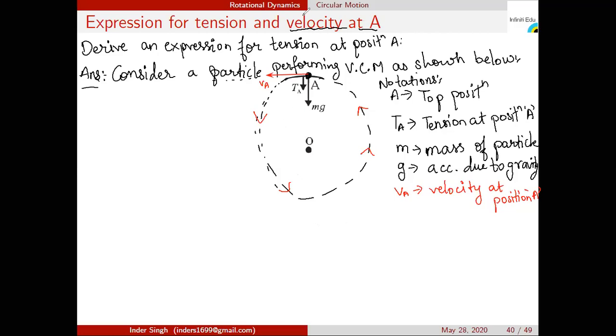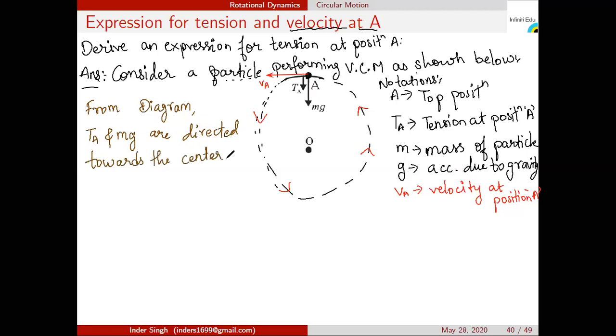So we are continuing with the derivation. Expression for tension. From the diagram, what can we observe? From the diagram we can say that TA and MG are directed towards the center.